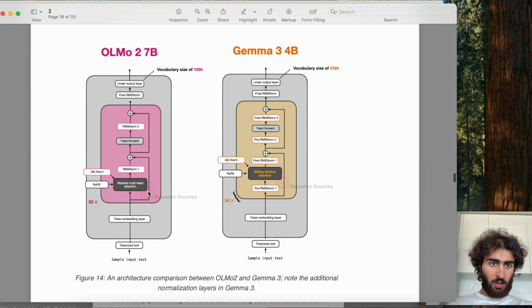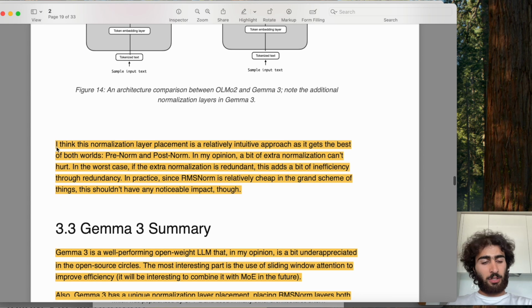that I've seen before. So in the OLMo 27B, where we have the post but pre-residual stream normalization and the QK norm, in Gemma 3, we have the same post RMS norm preceded by a pre-RMS norm and then a QK norm. So what the author says, and I think is pretty valid, is that the normalization layer placement is a relatively intuitive approach as it gets the best of both worlds, pre and post norm.